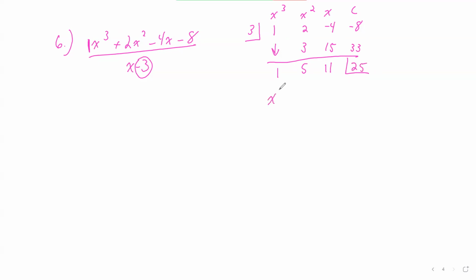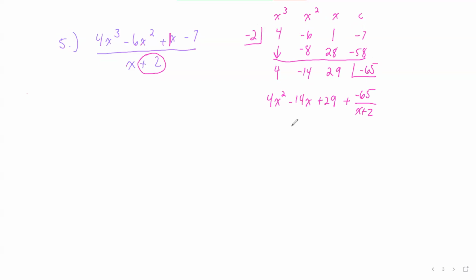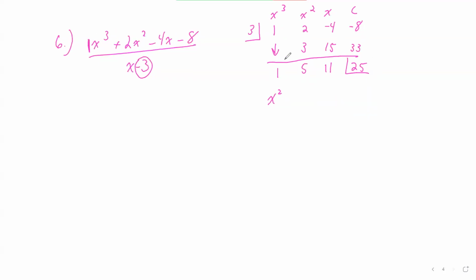So this would be x squared. Notice I did not say 1x squared. We don't typically write the 1. I don't think I wrote the 1 over here. Oh, there was no 1 there. But you don't typically write the 1. And then this would be 5x. X turns into a constant, so plus 11 plus remainder 25 divided by x minus 3. And there you go. Right?